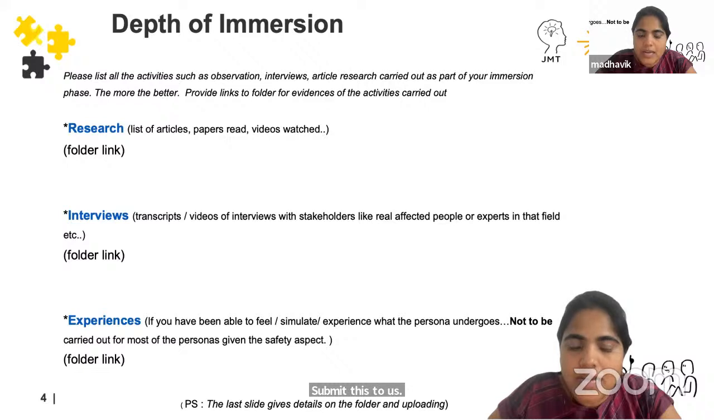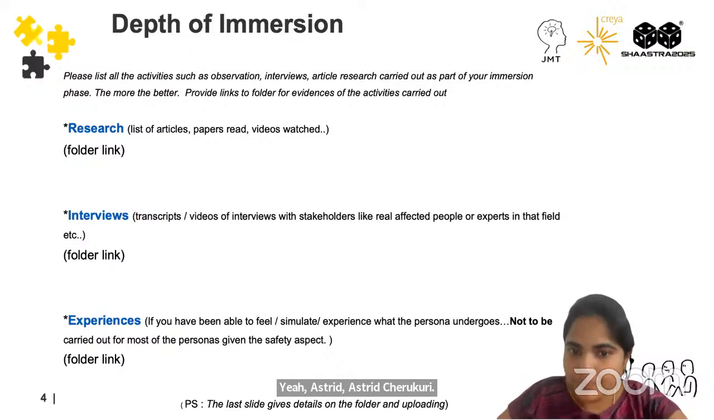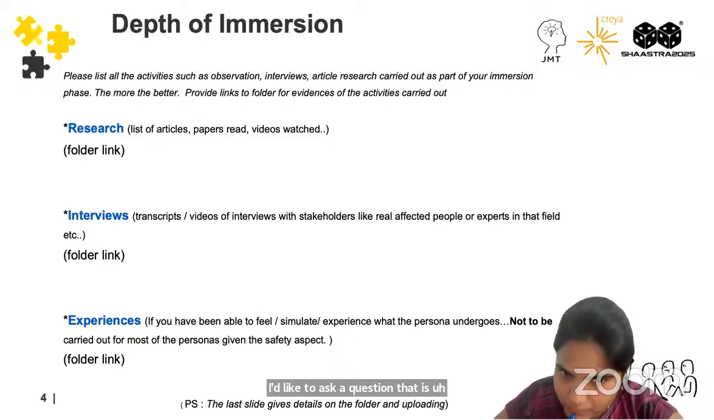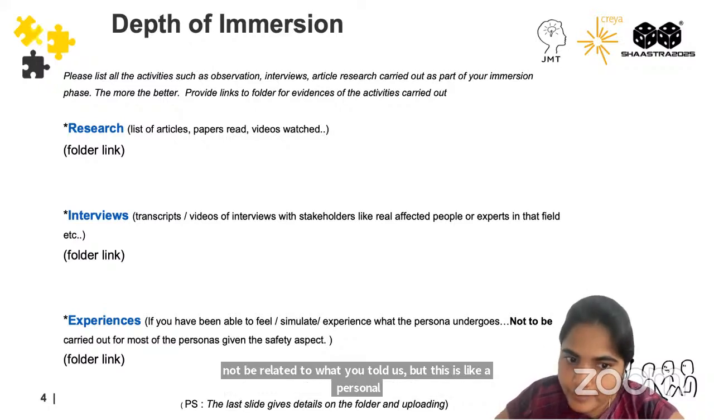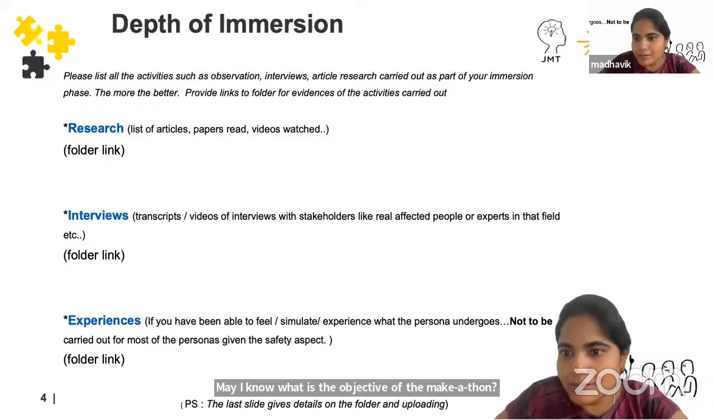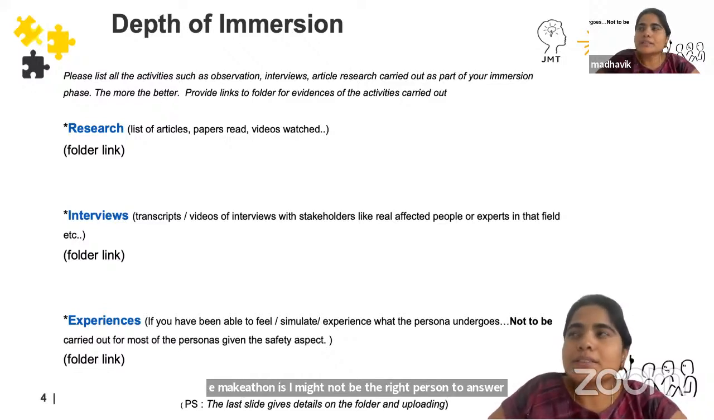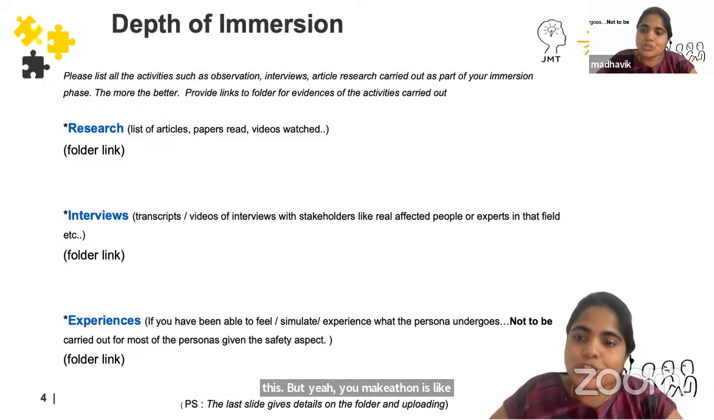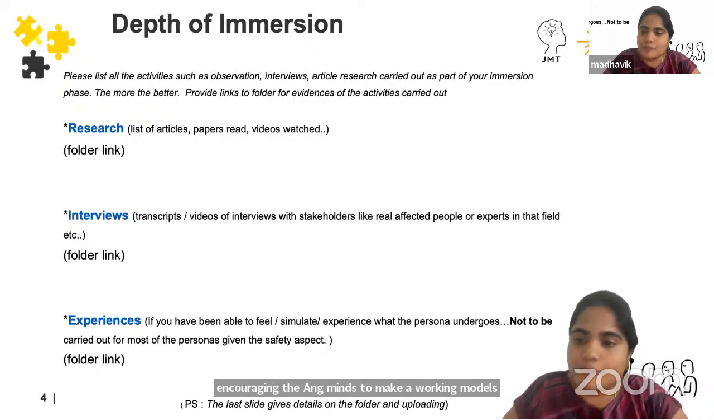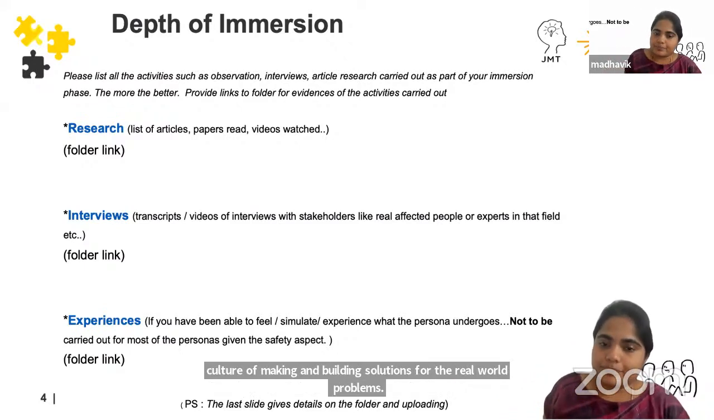Ashrit Cherukuri. Yeah, ma'am. If I may, I'd like to ask a question that might not be related to what you told us, a personal doubt from my side. May I know what is the objective of the Make-a-thon? I might not be the right person to answer this, but Make-a-thon is encouraging the young minds to make working models, the culture of making and building solutions for real world problems, like building that culture in young minds. Okay, ma'am. Thank you, ma'am.